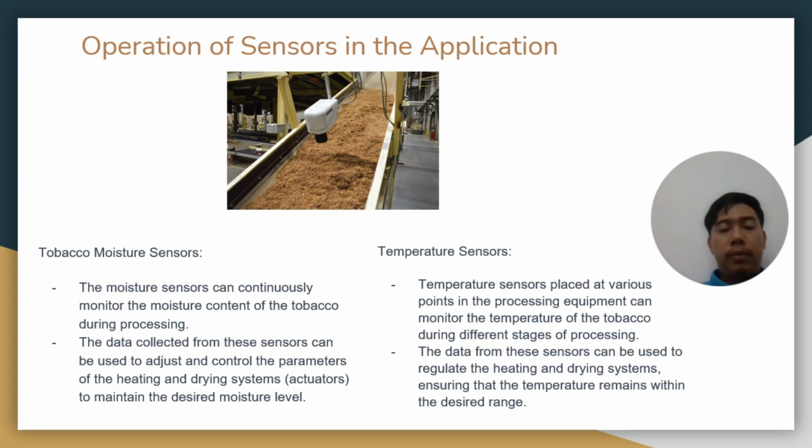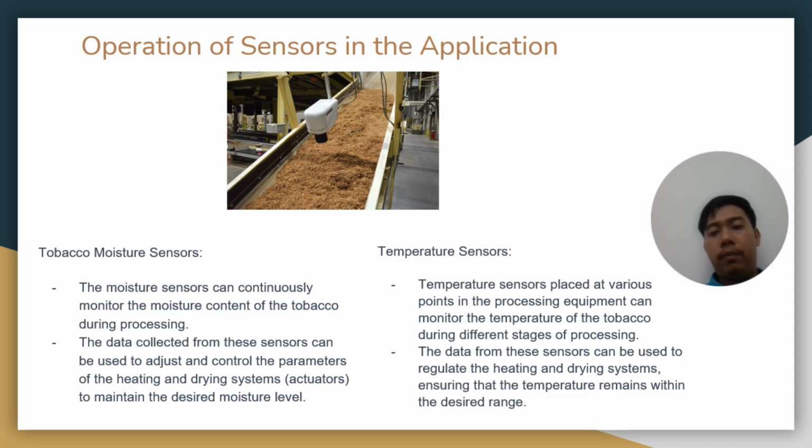I will explain the operation of sensors in application in the tobacco industry. The first sensor is the moisture sensor. The moisture sensor can continuously monitor the moisture content of the tobacco during processing. The data collected by the sensor can be used to adjust and control the parameters of the heating and drying system and to maintain the desired moisture level.